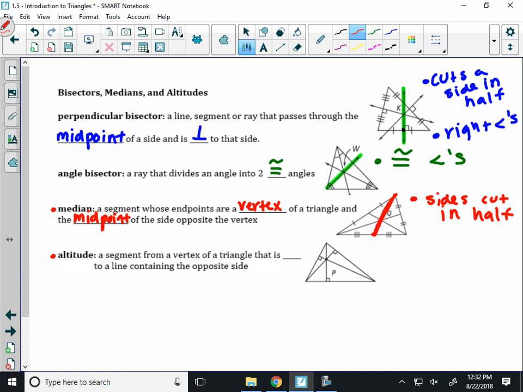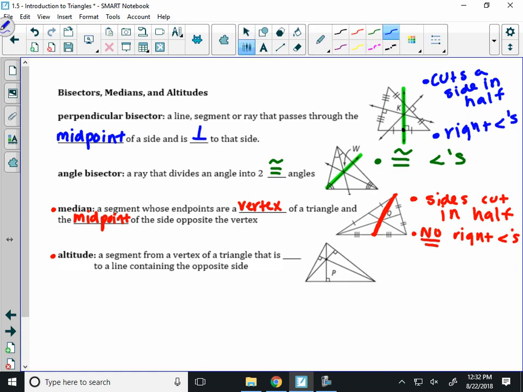You want to make a note? No right angles. Medians do not have right angles, because if they do, it makes it a perpendicular bisector. So if you can just remember medians cut sides in half, you're good. It bisects the sides. I like to think of it that way.